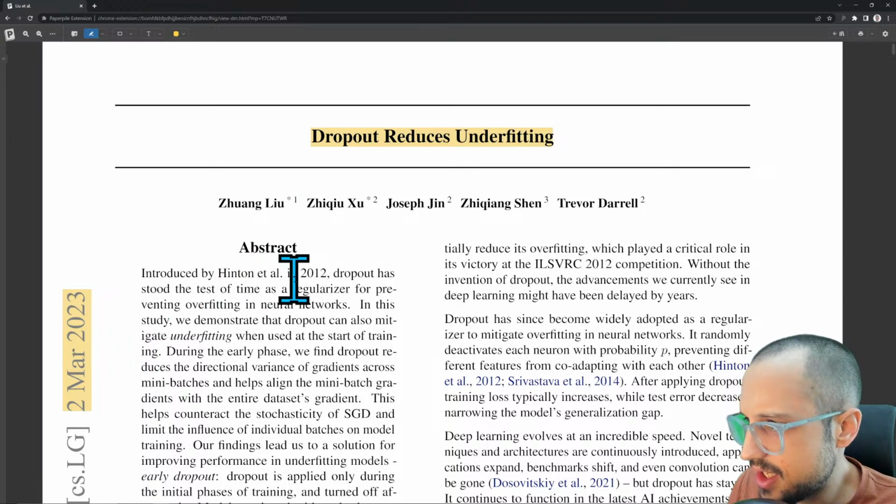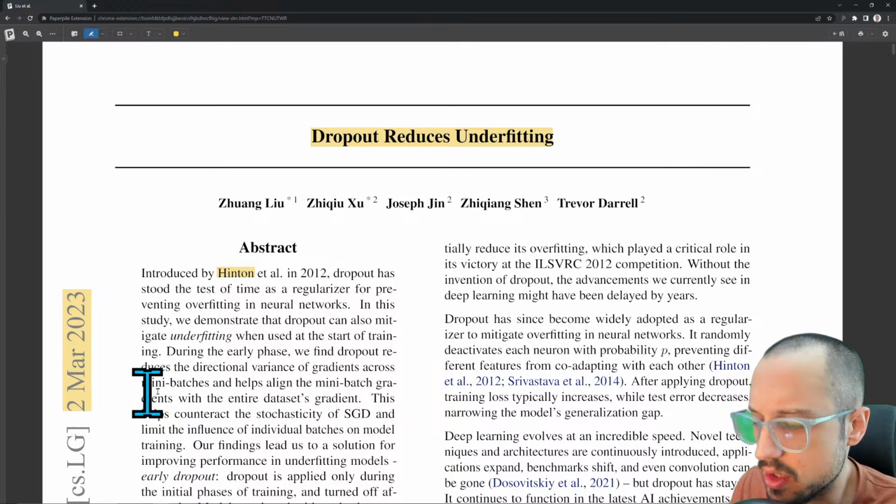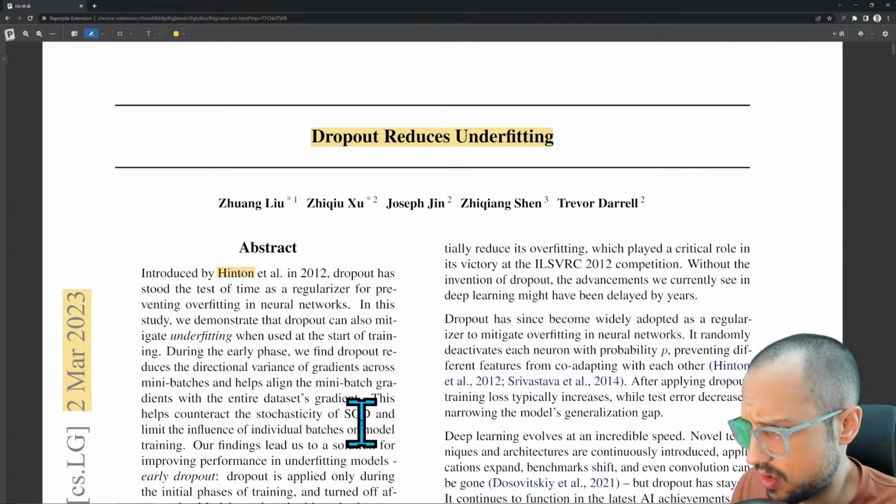Dropout was introduced by Hinton et al. in 2012. So this is Geoffrey Hinton, very famous Toronto-based deep learning researcher. I think he was one of the 3 people who was awarded the prize, along with Yann LeCun and Yoshua Bengio.